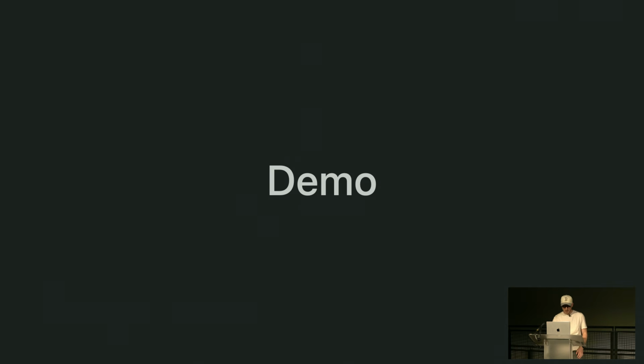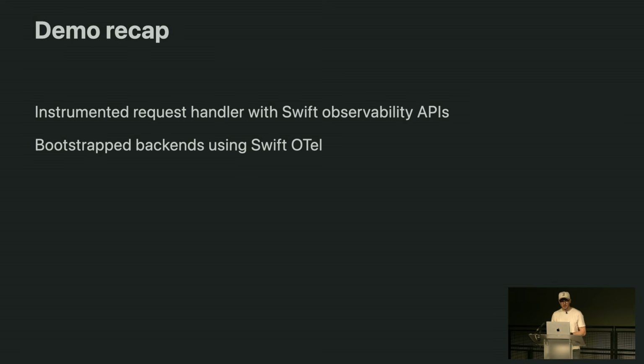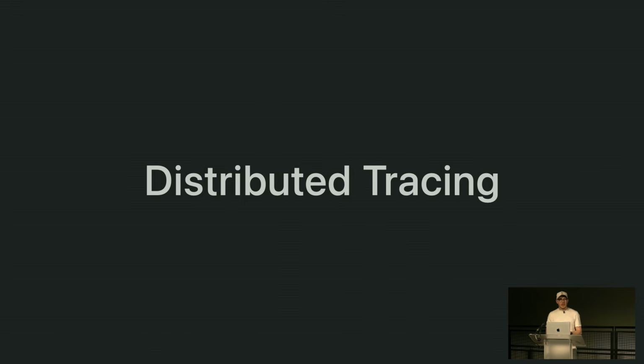So let's recap. We've added logging, metrics, and tracing to our request handler, and we bootstrapped the observability backends using Swift OTel. We explored the telemetry using Grafana, and then we added Hummingbird middleware to get even more telemetry with just a few lines. But of course, that was just one service. So now I'm going to hand over to Moritz, who will show us the power of distributed tracing in action.